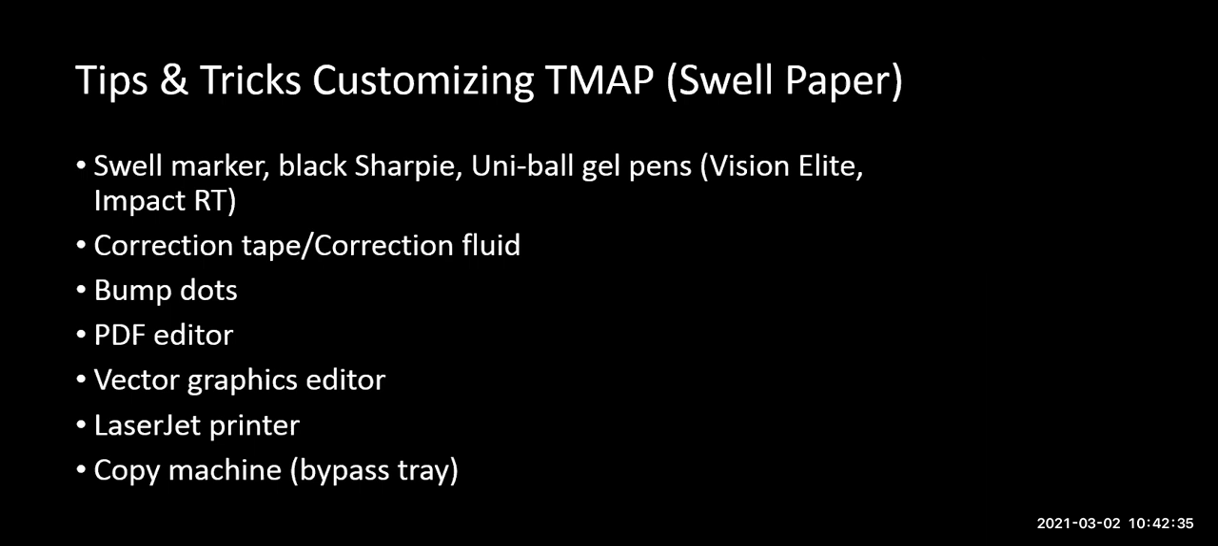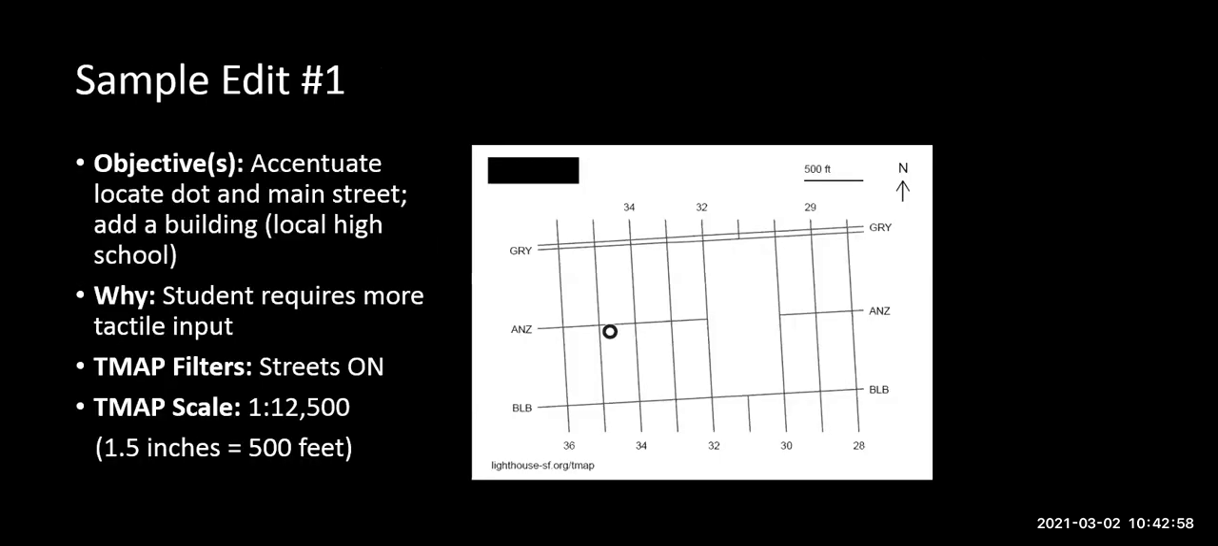Also, with printing on swell paper, we found really good success with printing on a LaserJet printer. The toner contains a high amount of carbon, which really does a good job of making clean raised lines. And if you do have access to a copy machine, use the bypass tray. Next slide, please.